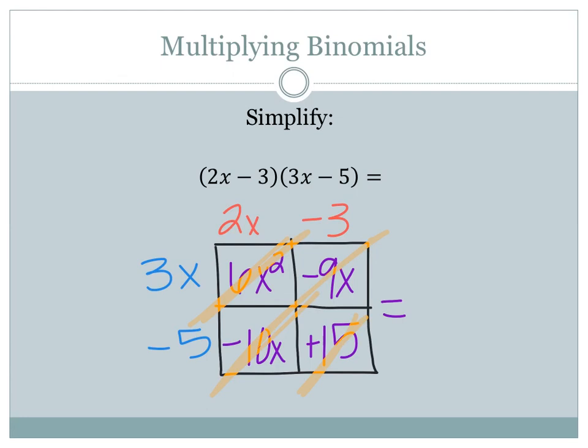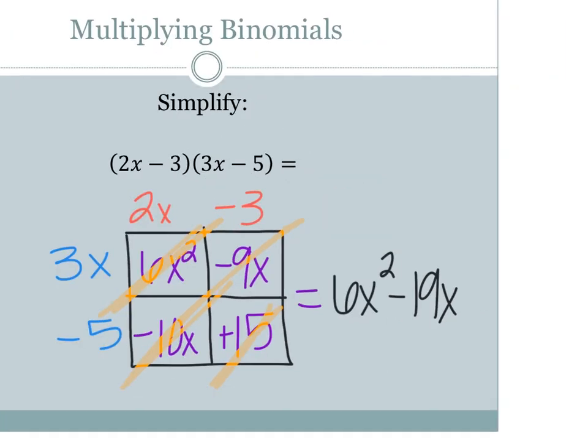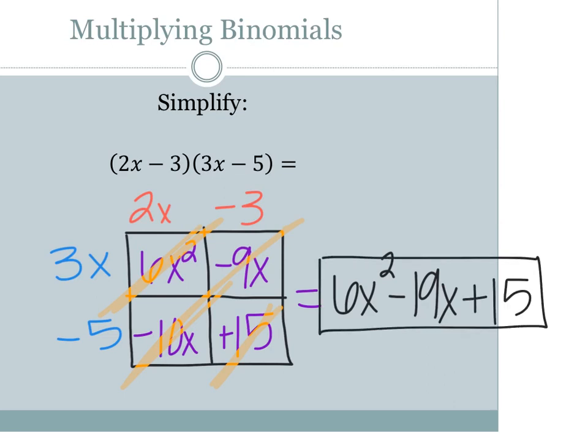Okay. There's only one x squared, so 6x squared. Negative 9 plus negative 10 is negative 19x. And that's a positive 15. So, positive 15. There's my final answer.